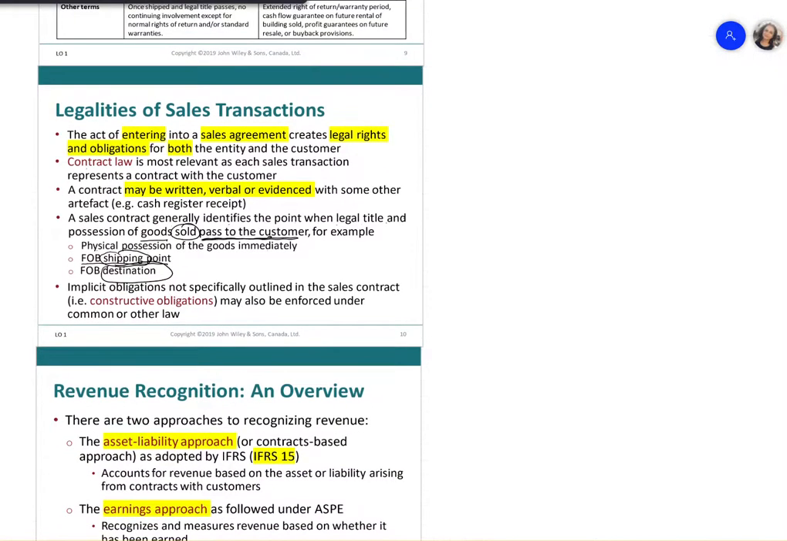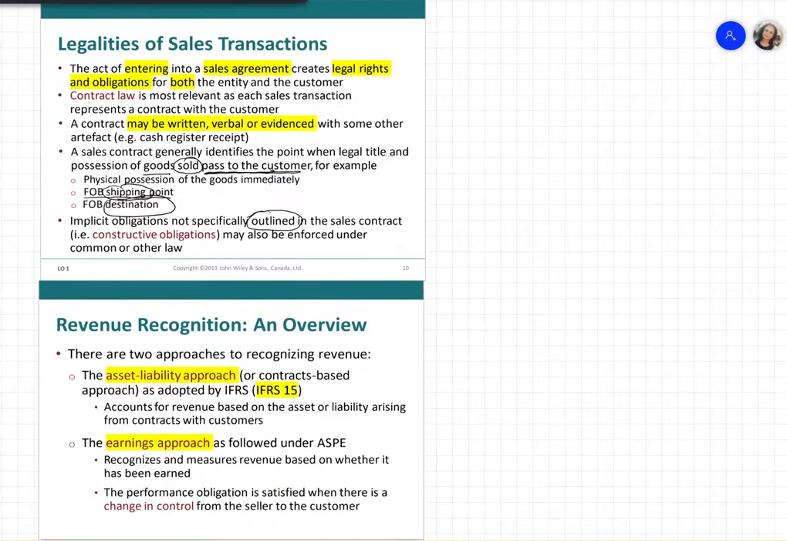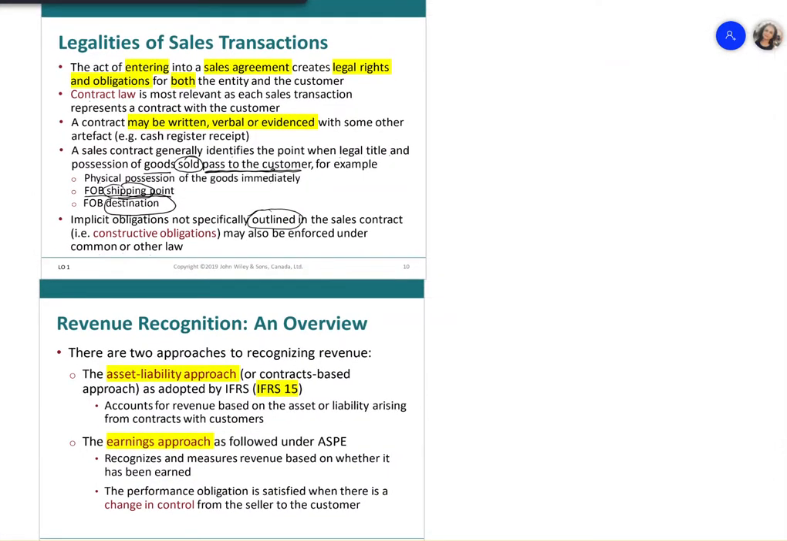Now, in this case, implicit obligations not specifically outlined in the sales contract may also be enforced under common law. Sometimes we cannot put everything in the contract. If we don't put something in the contract, it is not outlined there, but it may still be enforced under common or other law. So when you have a sales agreement, we cannot put everything in there, but if you have a contract, they can be enforced.